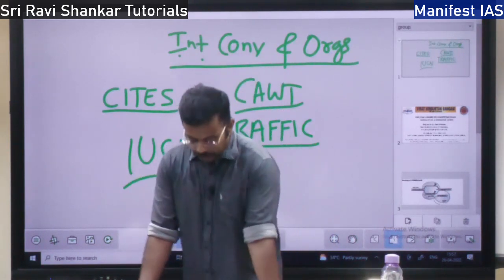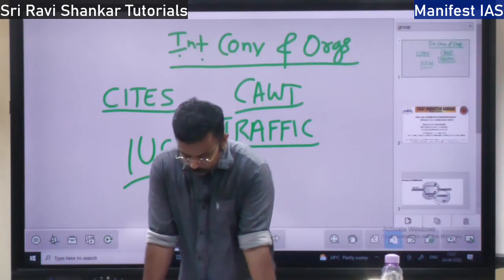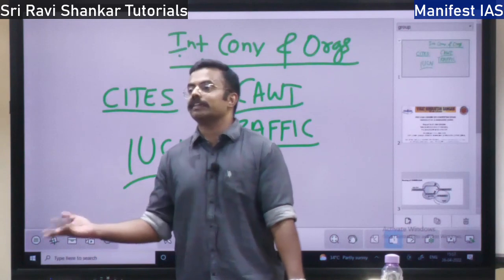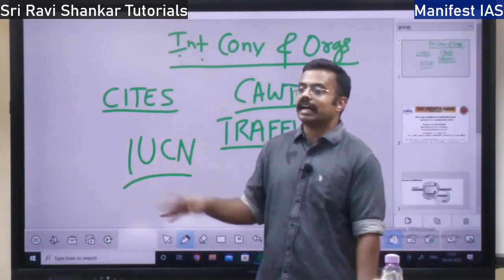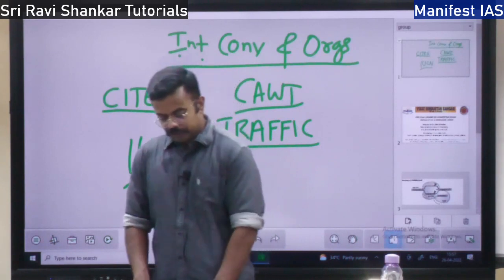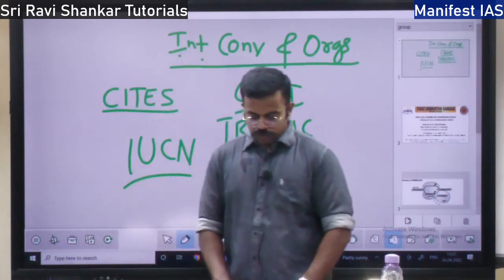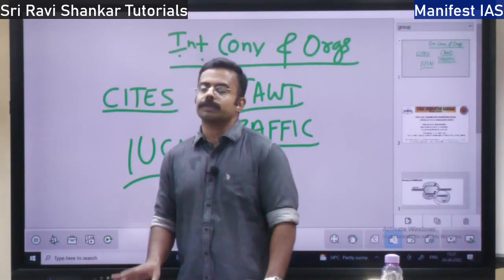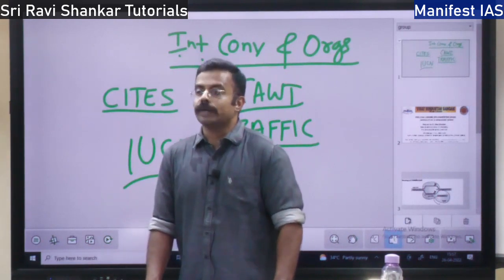Then annex 2 waste. Annex 2 wastes are actually called other waste, the household waste, garbage. That is annex 2 waste. There are only two annexes, right? Okay. So this is about Basel Convention. All the waste it talks about, especially the hazardous waste.